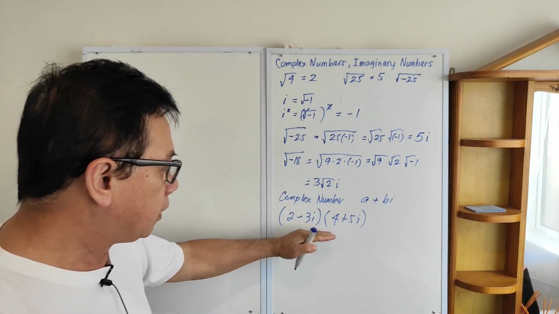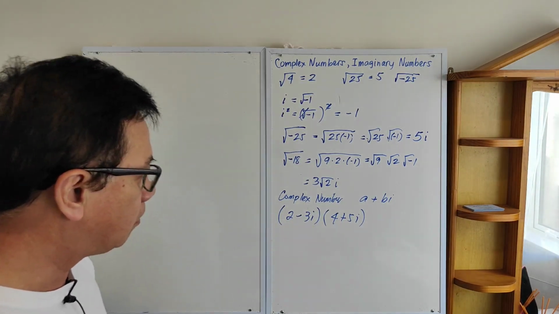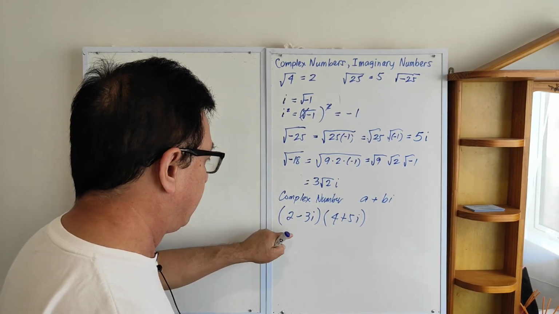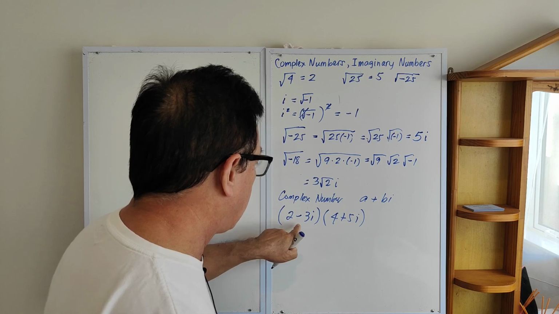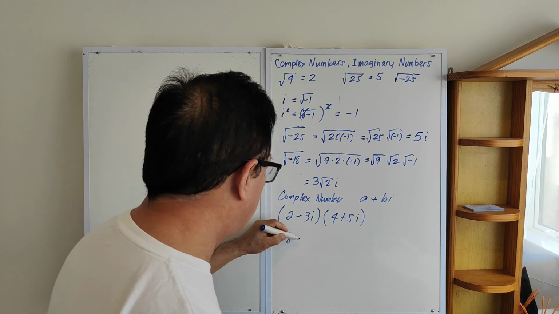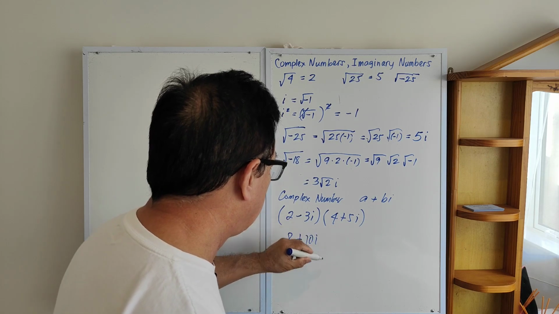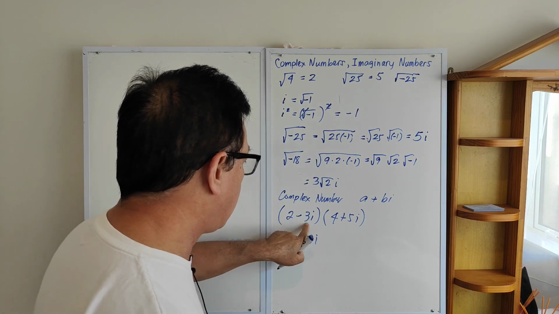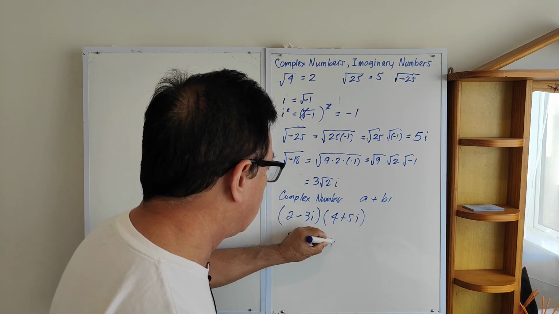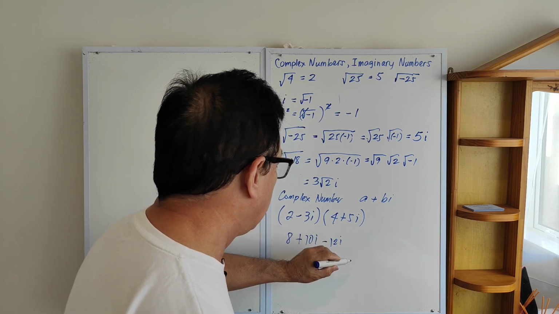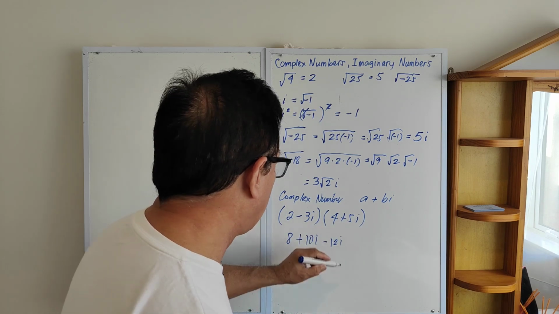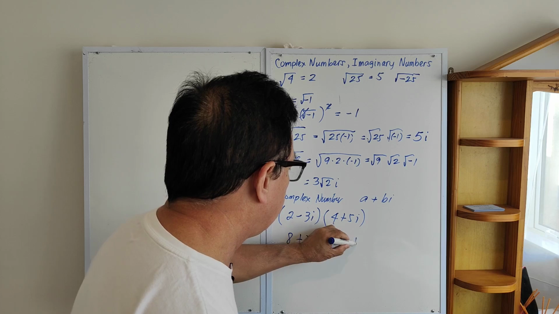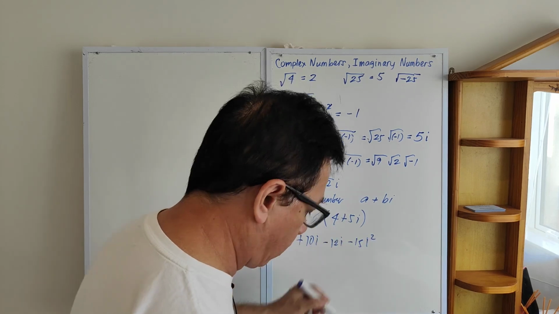So for example, if we multiply these two complex numbers, we do a FOIL. 2 times 4 is 8. 2 times 5i is 10i. Negative 3i times 4 is negative 12i. And then negative 3i times 5i would be negative 15i squared.